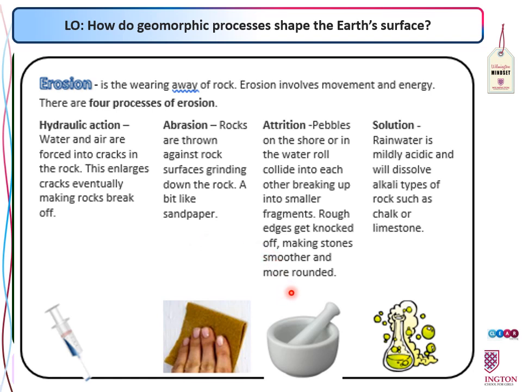Attrition is where the pebbles are colliding together and they are smashing up into small fragments, or the rough edges are getting knocked off, becoming smaller and smoother in the process. And solution, that's that acidic rainwater which is dissolving rock surfaces such as chalk or limestone.